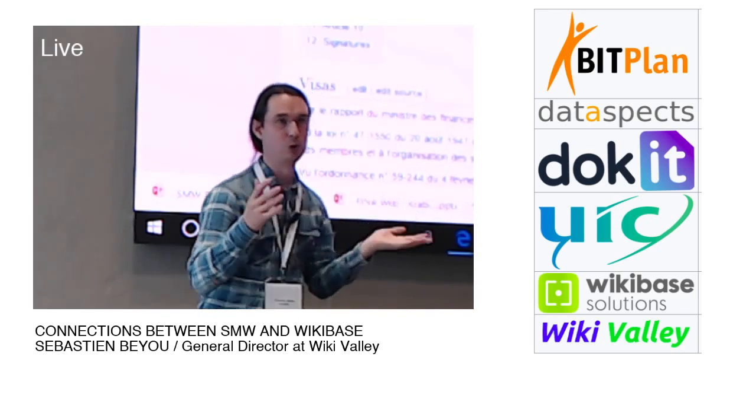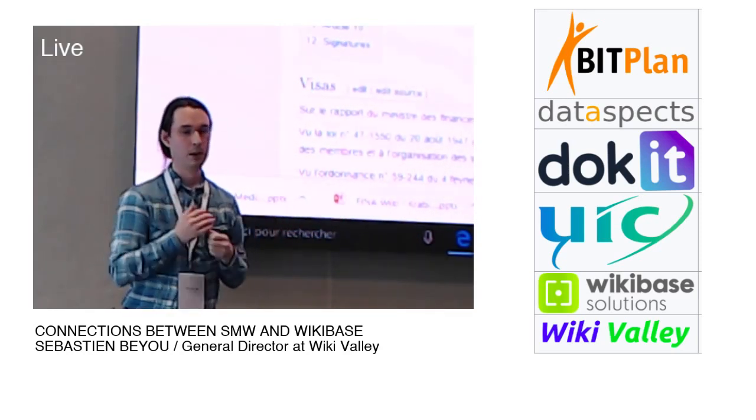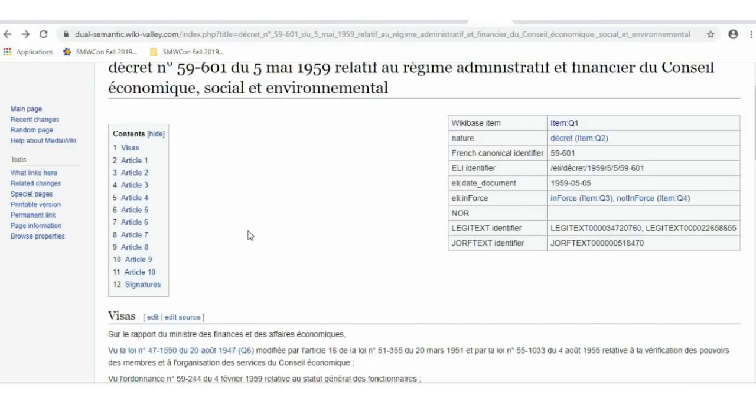So basically, the two extensions can coexist, but there is no formal link between, for example, the values from Semantic MediaWiki and the values of Wikibase, and conversely. So now the question is, is there some interest in making some link, and if yes, what exactly? So I have this question, and I don't have a real answer.